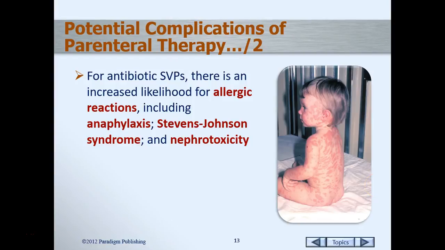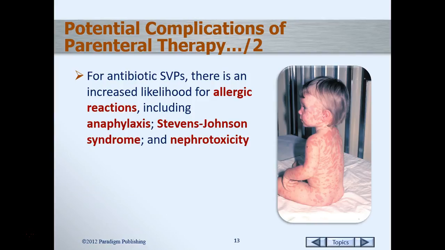In addition to nosocomial infection, tissue infiltration, embolism, extravasation, and cellulitis, other risks include allergic reactions, including anaphylaxis, Stevens-Johnson syndrome, and nephrotoxicity. The most common causes of anaphylaxis often occur with antibiotics. Also true with Stevens-Johnson syndrome, specifically sulfa drugs.